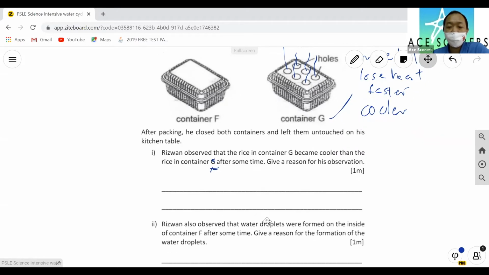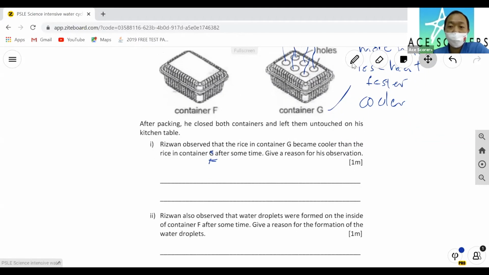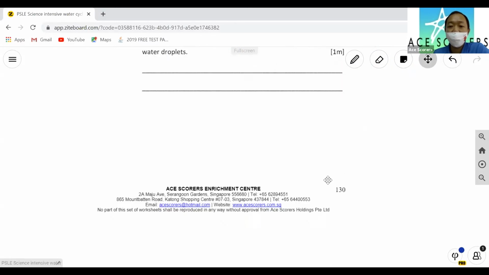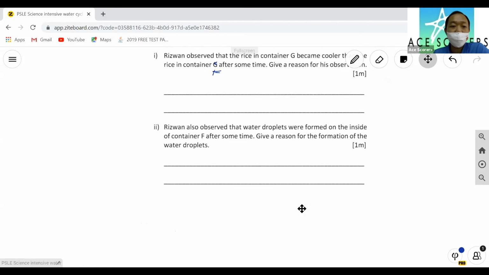So then they go back to water droplets again. So in container F, after some time, water droplets will form. Why? Same stuff, yeah? Warm water vapor comes into contact with the cooler surface here, loses heat, condenses. Okay, is it okay?